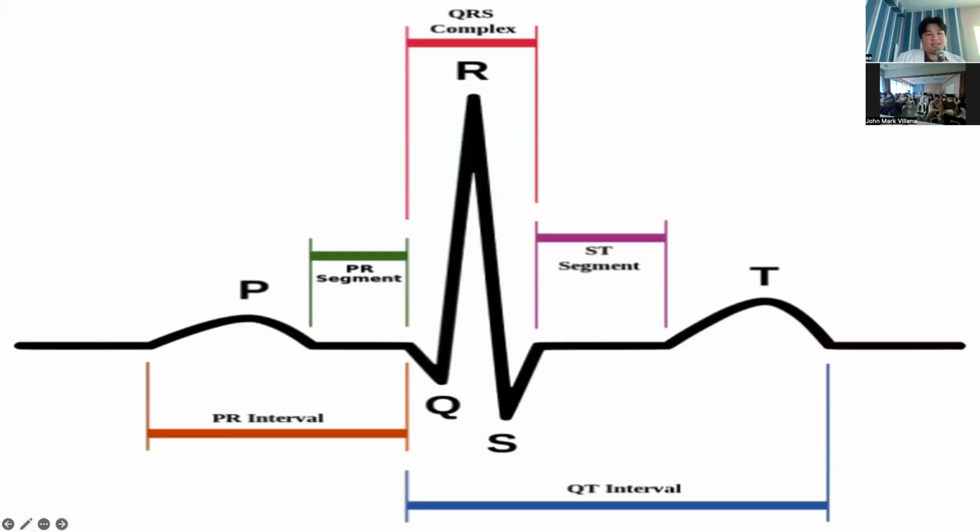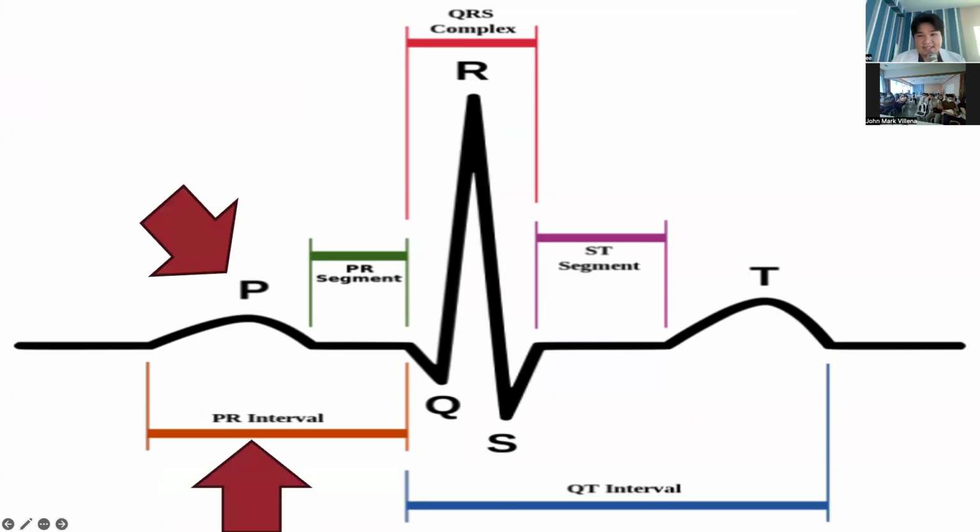So, here's a normal ECG reading. The P wave is a small upward deflection that represents depolarization of the atria. The PR interval is the time between the beginning of the P wave and the beginning of the QRS complex. The PR segment is the flat line between the end of the P wave and the start of the QRS complex. It represents the time between atrial and ventricular activation.